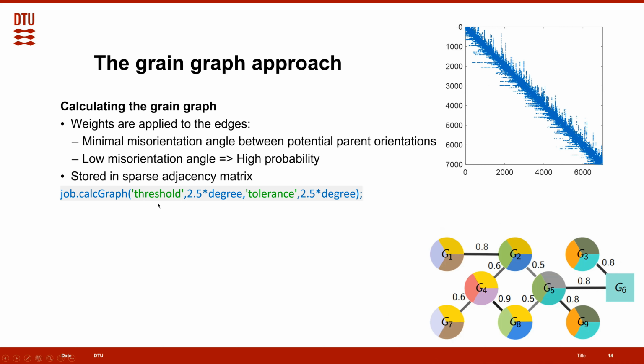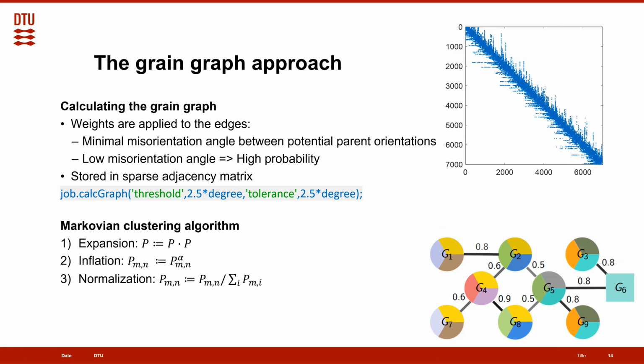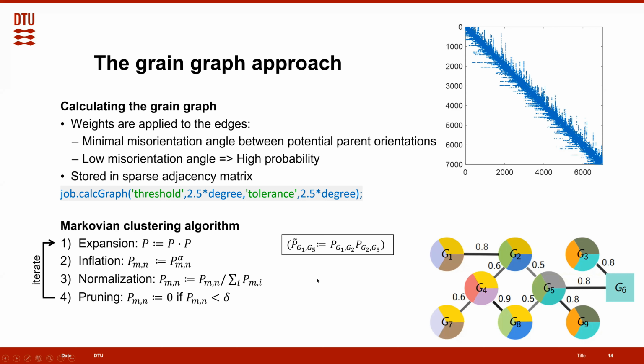So for this, we use something called Markovian clustering, and this consists of 4 steps, which are expansion, inflation, normalization, and pruning. I'm going to explain now how this really works and how it's easy to understand. So we iterate these 4 steps until we don't see any change anymore in this matrix, which is the convergence criterion. And let's maybe have a look at one example.